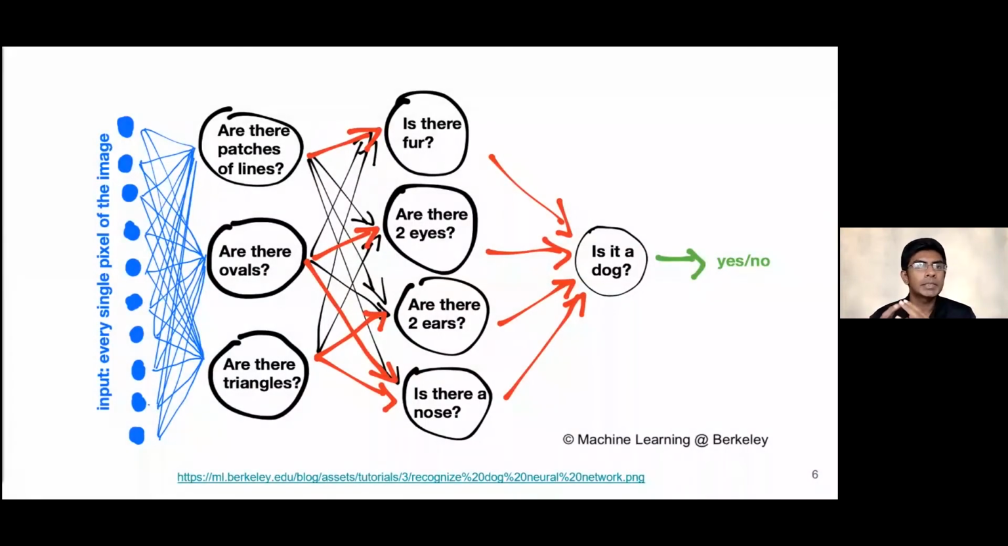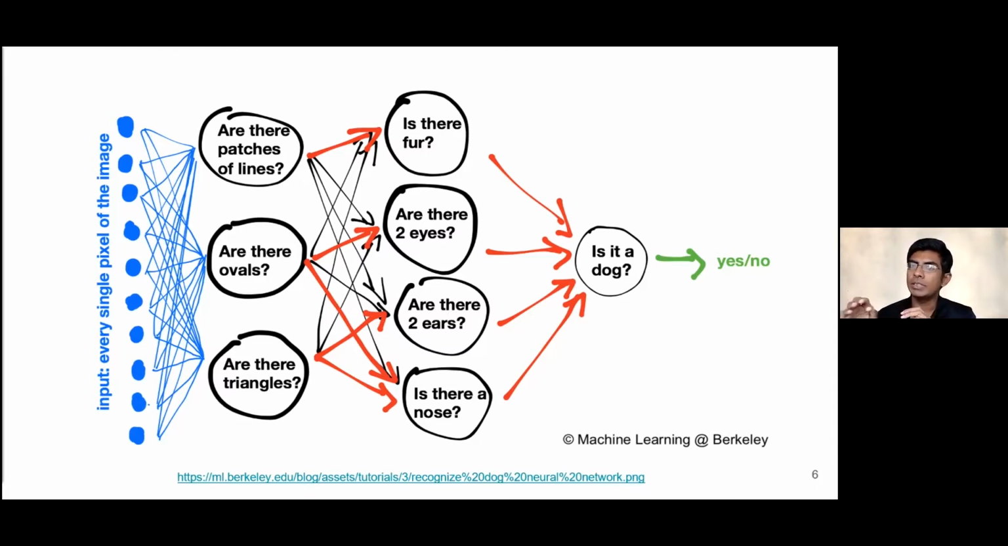Here I have a simple diagram that describes what machine learning is. So again, machine learning is a broad field, but here we are focusing specifically on image recognition. So you're giving an image to the machine. This is shown by the blue dots on the left-hand side. So input every single pixel of the image. It encodes that information and inputs into the machine.